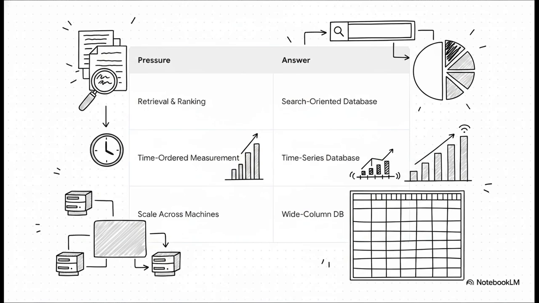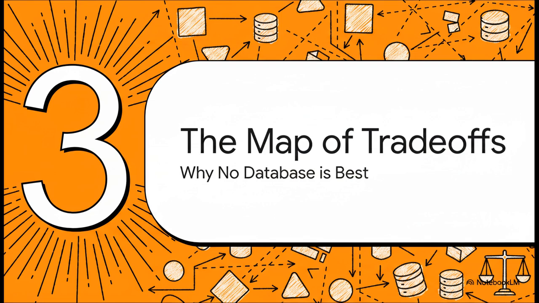And the story doesn't stop there. There are other specialized answers for other pressures. If you need to find the most relevant document out of millions, you need a search-oriented database. If you're drinking from a fire hose of time-stamped data, like from IoT sensors, you need a time series database. And if your problem is just sheer mind-boggling scale, data spread across hundreds of machines, you'll look at something like a wide-column database.